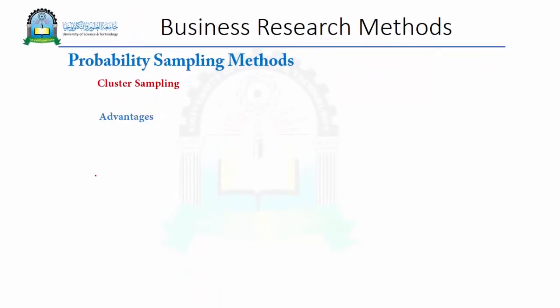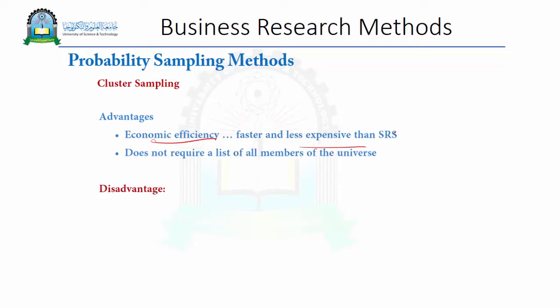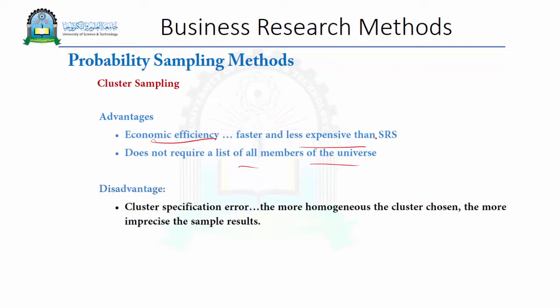So the cluster sampling advantages are economic efficiency, because I am going to take a small place, and this small place is going to be representing the whole population. It is faster and less expensive than SRS. It doesn't require a list of all members of the universe. The disadvantage of this technique of sampling is cluster specification error. The more homogeneous the cluster chosen, the more imprecise the sample results.